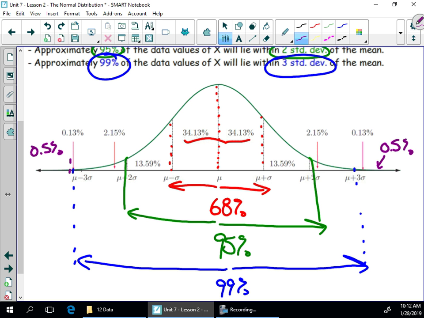Okay, so I kind of need you to remember these 3 numbers. So 68, 1 standard deviation, 95 is 2, 99 is 3. It also helps remember the 50-50 idea down the middle.